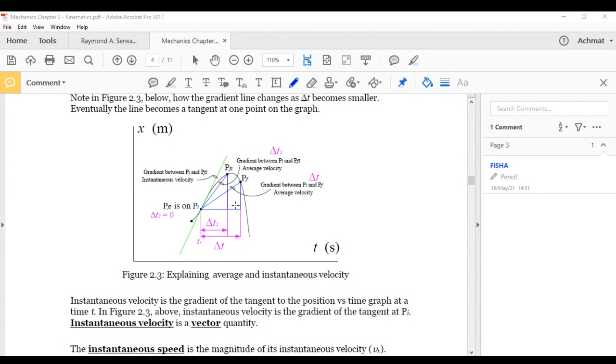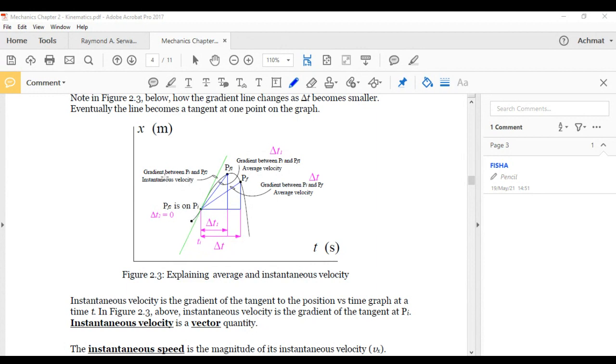So the gradient between Pi and Pf1 will be the gradient of this line. And then you take it further, make your delta t even smaller, until your Pf, which means your final point, and Pi is your initial point, so your Pf is on Pi. In other words, my delta t is now equal to 0. And that means now that we are finding the gradient of this green line. And this is a line that is a tangent to this black curve. This line is a tangent to the black curve at point Pi.